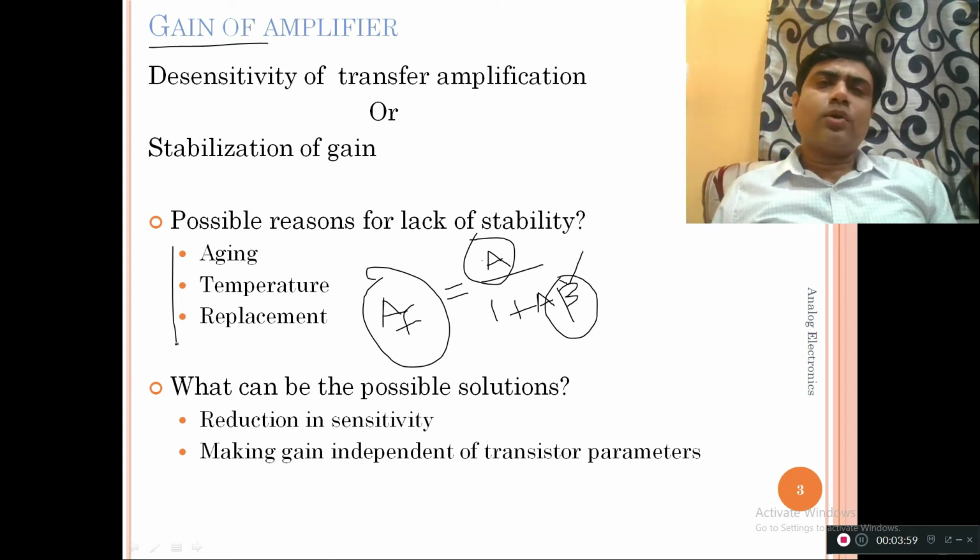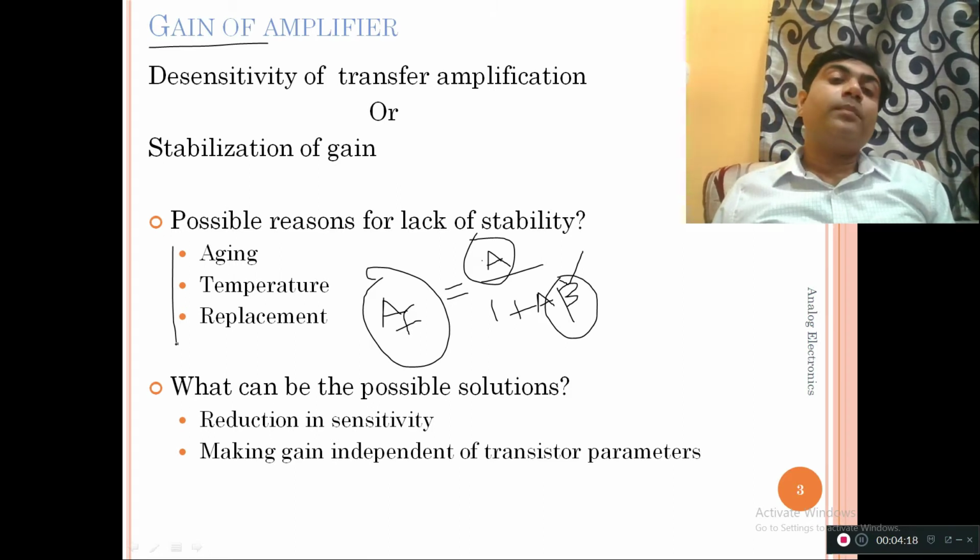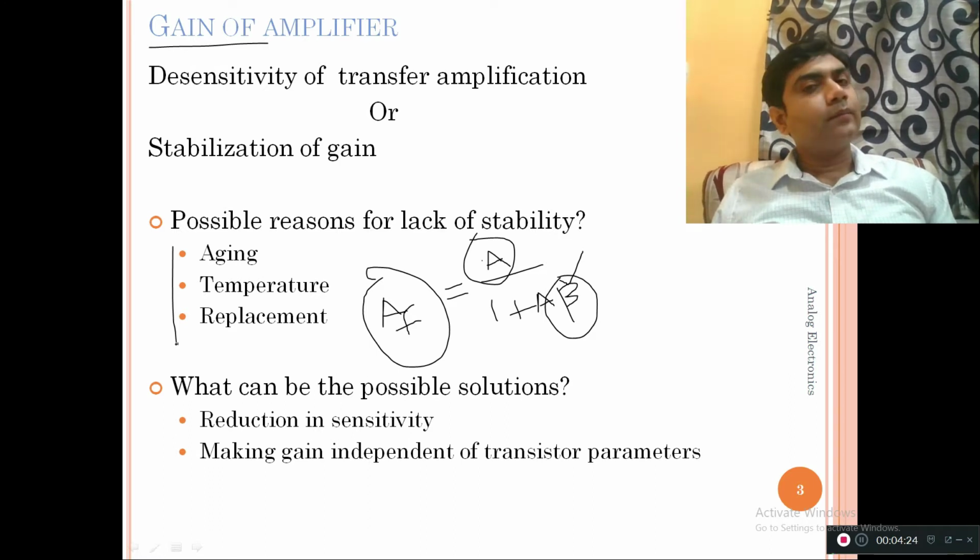Temperature, obviously, because all the threshold values and current and voltage values depend entirely on the variation in temperature, because temperature is directly or indirectly related to the different performance parameters of the components. So temperature is the next factor that affects the stability of the electronic component, and so of the amplifier.